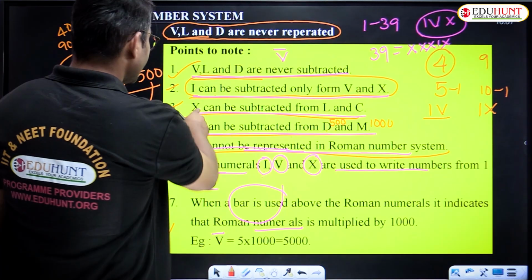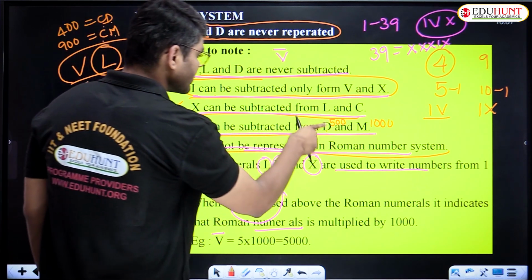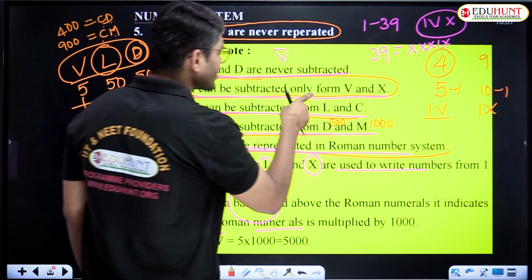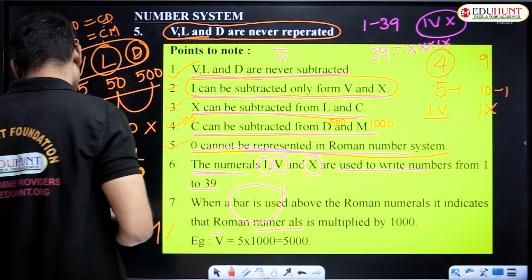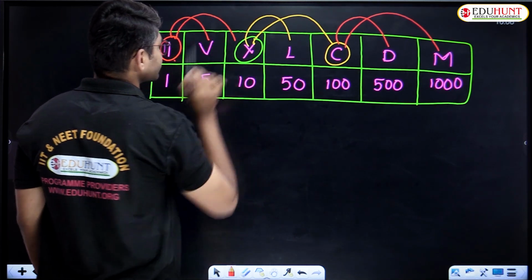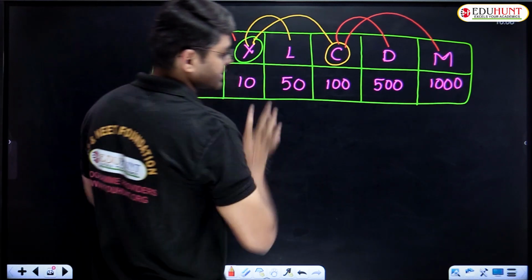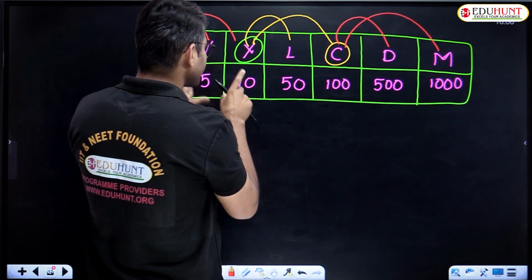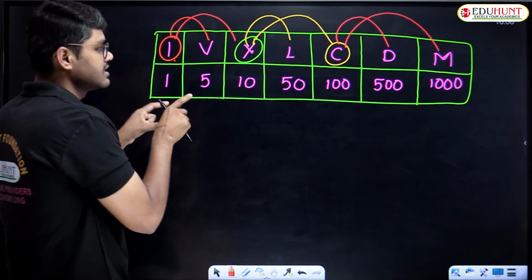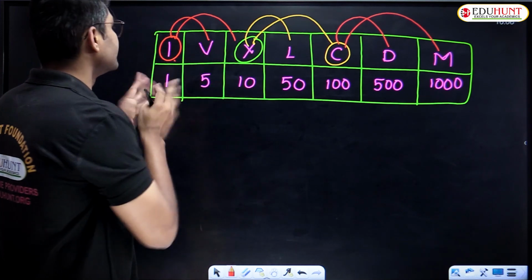Next point, X can be subtracted from L and C, and C can be subtracted from D and M, and I can be subtracted only from V and X. Did you understand now? It's a very simple representation. If you remember this pictorial representation, it is very easy to form a number. You will not make any mistake.